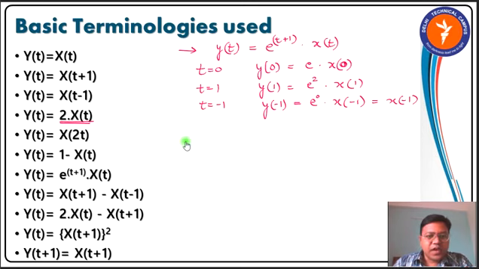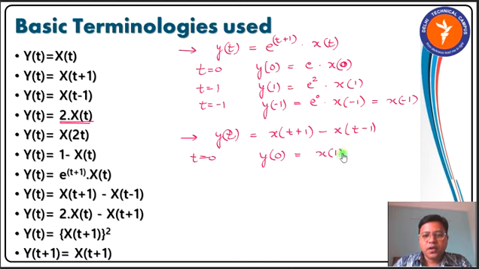So let us discuss another example where y of t is equal to x of t plus 1 minus x of t minus 1. Let us comment on it. At t equal to 0, this equation will be y of 0 equal to x of 1 minus x of minus 1. This says the present output will depend upon future input and past input.